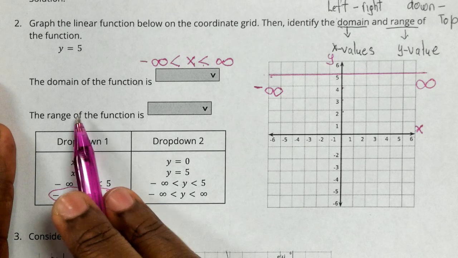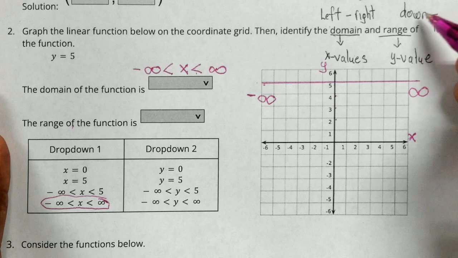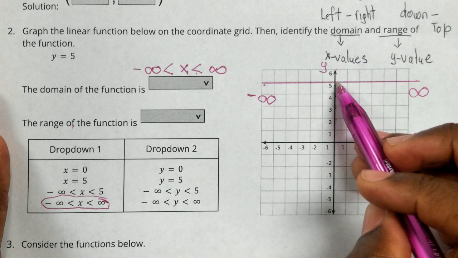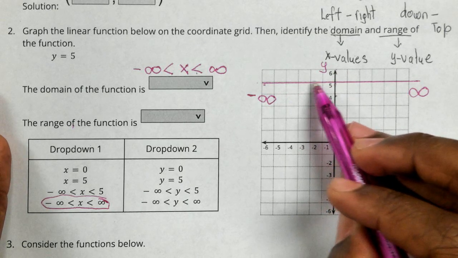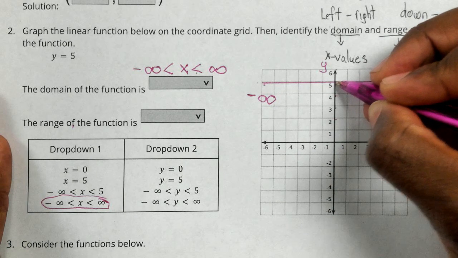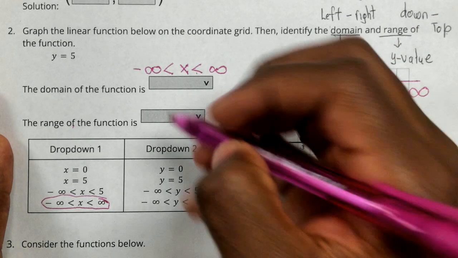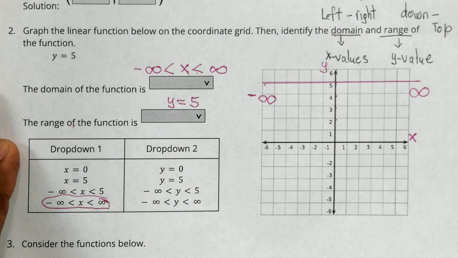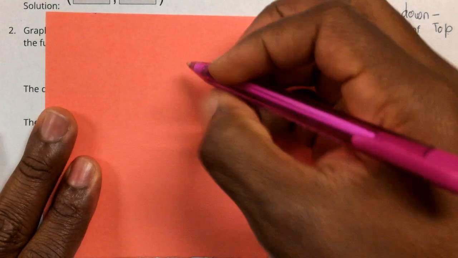Okay? So now we're going to identify the range. For range, you need to look from down to the top, or from down upwards. However, this line is neither going up nor going down. It's staying exactly right here, exactly when y is 5. Right? So in this case, because it's that exact straight line, all we could say is that y is equal to 5.